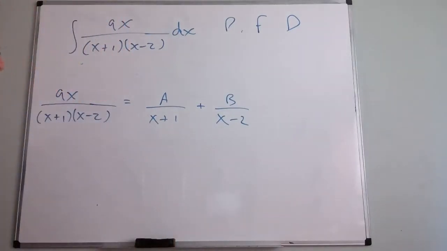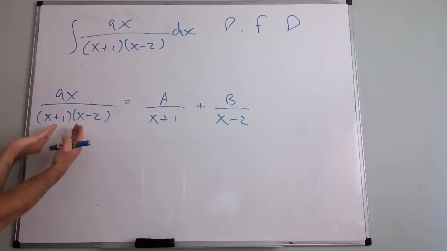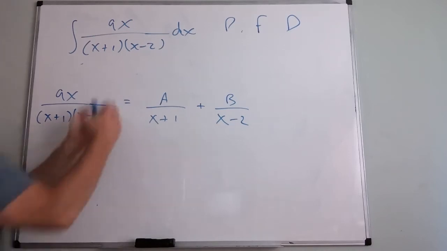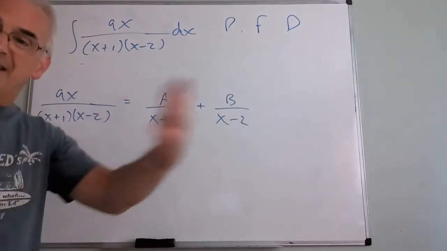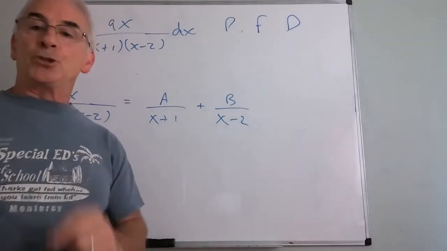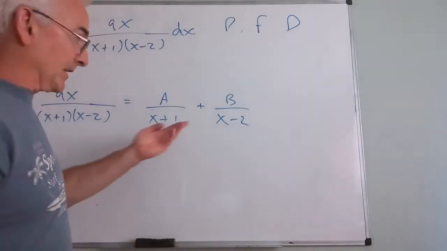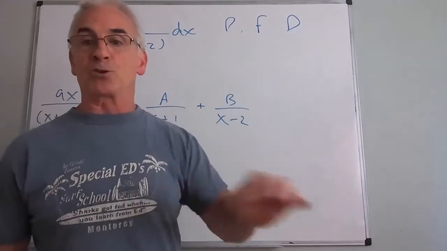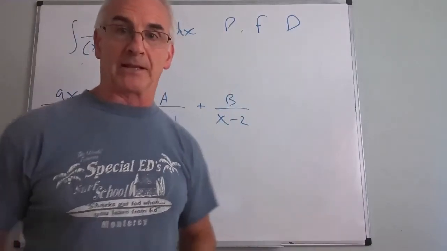Partial fractions decomposition basically means I'm going to take something where my denominator is a product and I'm going to split it up. That's the decomposition part. There's only 2 types of factors. There are linear factors and there are what are called irreducible quadratics. I'll get to that one later.